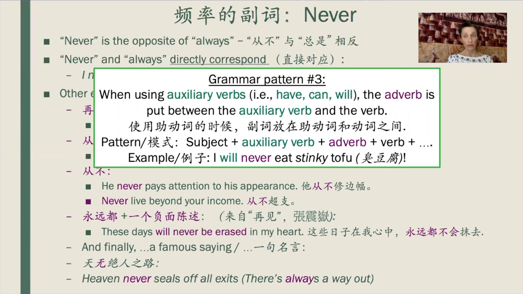We've talked about three patterns. We talked about a pattern when you have the to be verb. I am, he is, they are. I am always late to work. So the adverb comes after the verb. But with regular verbs, it usually, 通常, comes before the verb. She always drinks coffee in the morning. And then when you have these auxiliary verbs, the adverb, 副词, is between the auxiliary verb, the 助动词, and the verb, will, can.